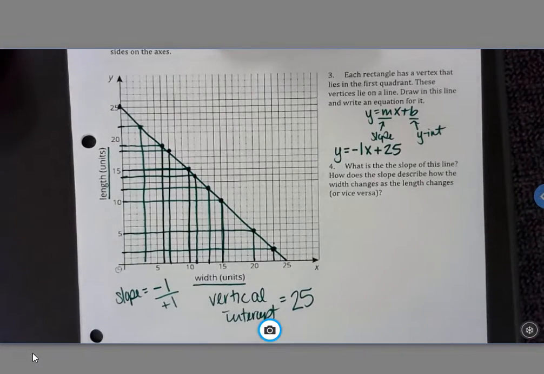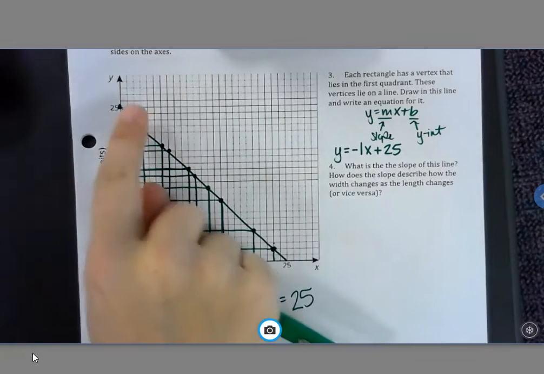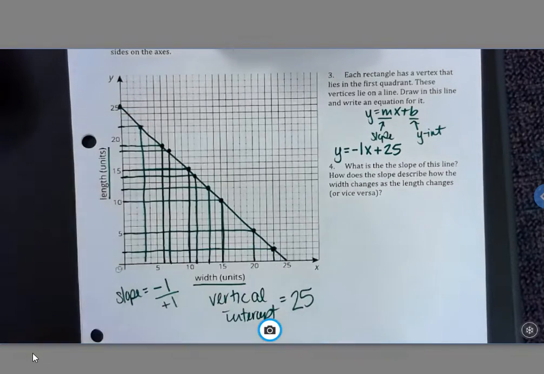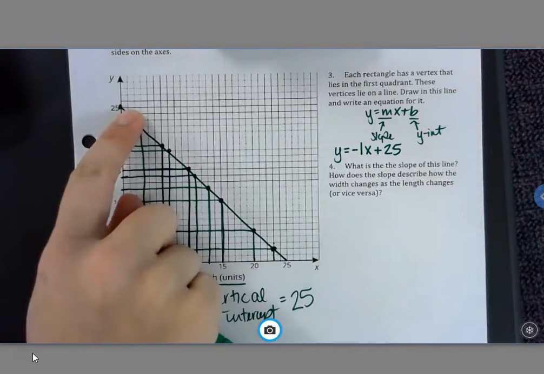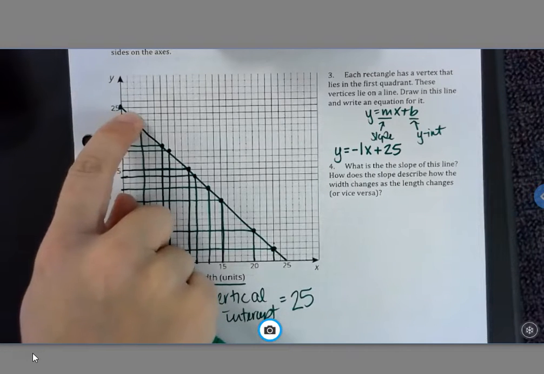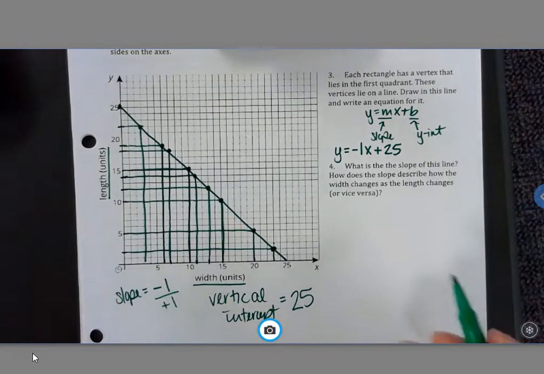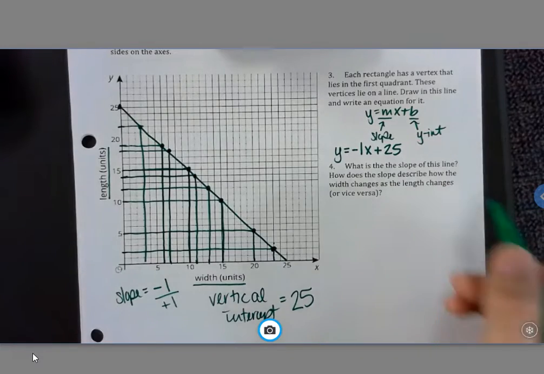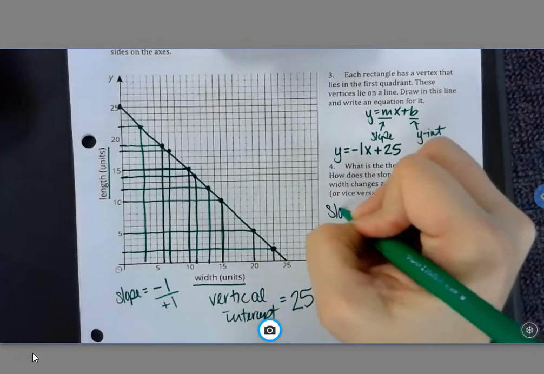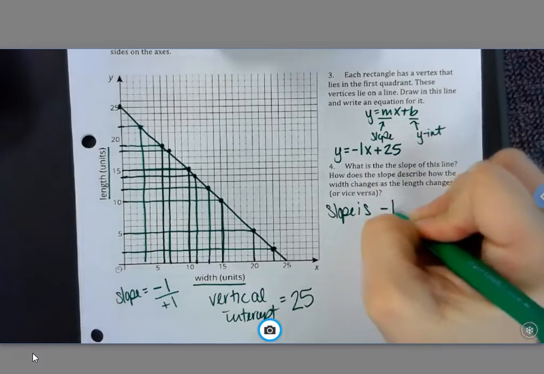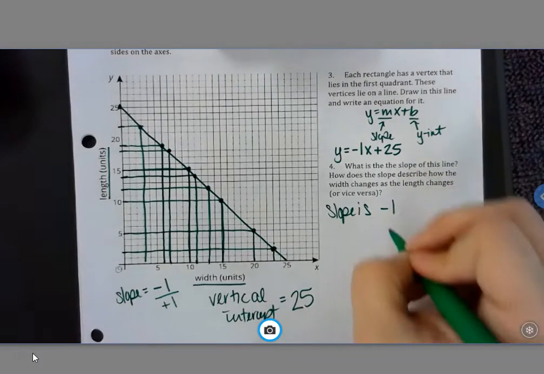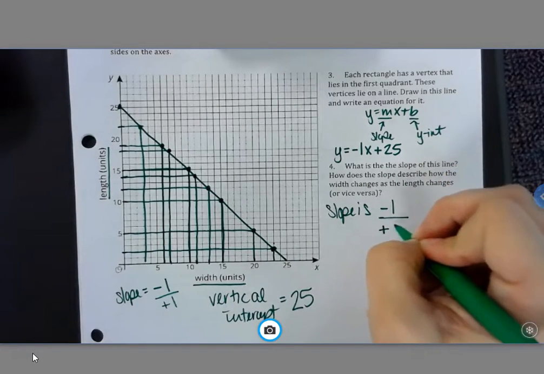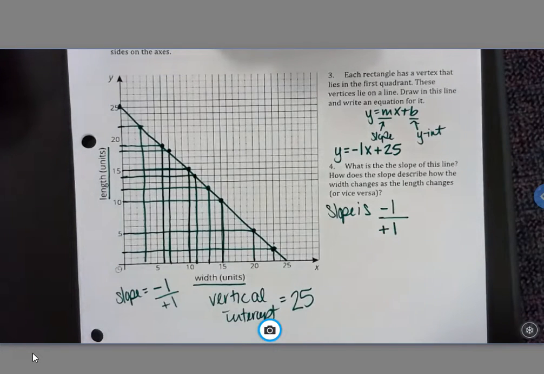All right, so we have the equation now, and this makes sense because our line starts at 25, and for each rectangle, it's going down one to the length and adding one to the width, which is kind of getting into question number 4, where it says, what is the slope of this line? Well, the slope is -1. Guys, I'm going to write it as a fraction, though. -1, and then if I want to make it as a fraction, I'd put it over a +1.